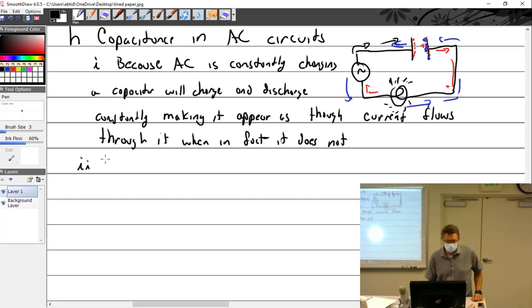All right, when voltage is applied, maximum current flows instantly.